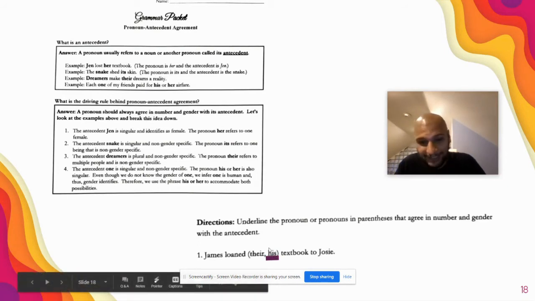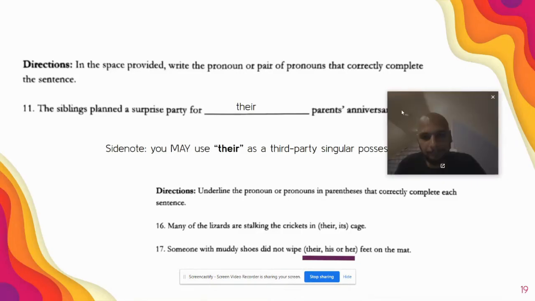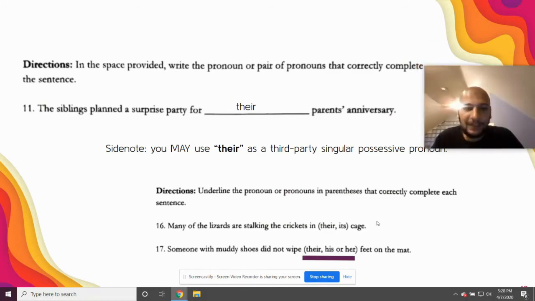Like I said, we're putting his there because we're going to assume that James is a man, because in every case I've come across, James would be a man or a boy. So this is one where it is the exact same deal, except you are writing in the pronoun yourself. The siblings planned a surprise party for whose parents' anniversary? Well, theirs. There are multiple siblings. Since there are more than one, we are going to use their, right? Now, if it was just the sibling, then you would use his or her, depending. I guess the brother or the sister, since you would have to know.